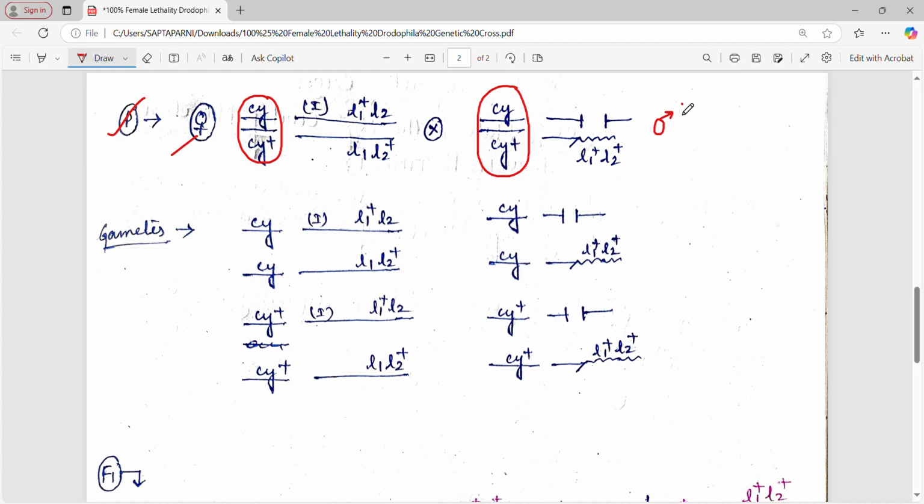Now the interesting thing remains in the positioning of lethal alleles L1 and L2 over the X chromosome of father and mother.